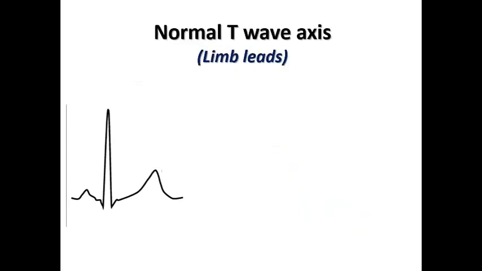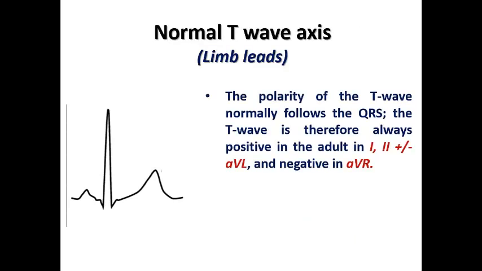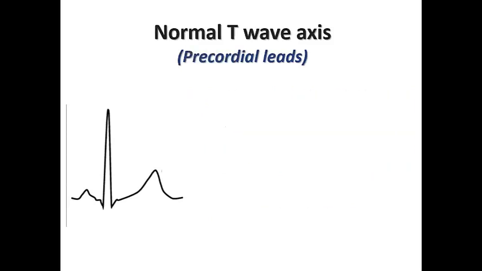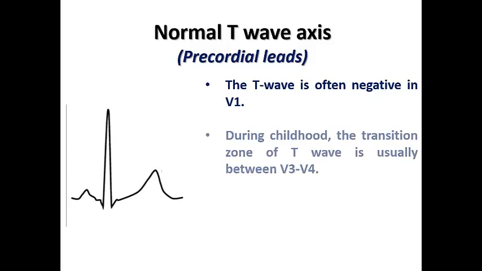Regarding the axis of the T-waves in limb leads, we know that the polarity of the T-waves follows the complex, and so it is always positive in leads 1 and 2, plus/minus in AVL, and negative in AVR, and often it is positive in lead 3 and AVF, but it can be negative or biphasic in some normal conditions. In precordial leads, T-wave is often negative in V1.